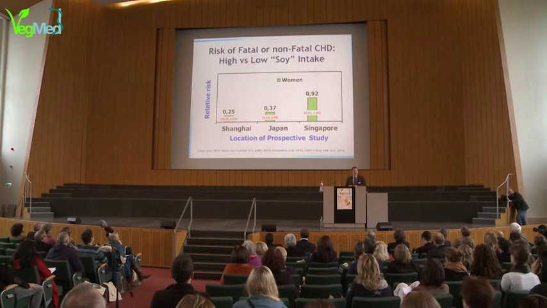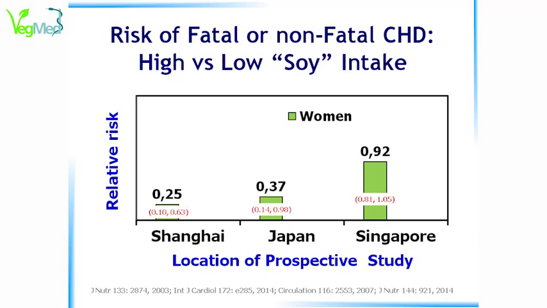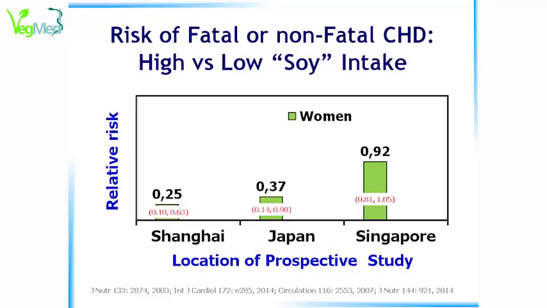First, let's look at the data for women. And for those of you that aren't familiar with epidemiologic data, if the relative risk is below one, it means that high soy intake reduces risk of having a heart attack. If it's above one, it means that risk was increased. So you can see in Shanghai and China, higher soy consumption was associated with a very robust decrease in the risk of having a heart attack.